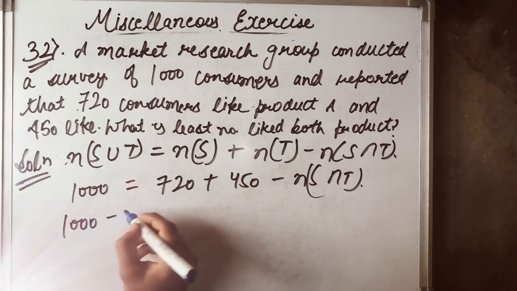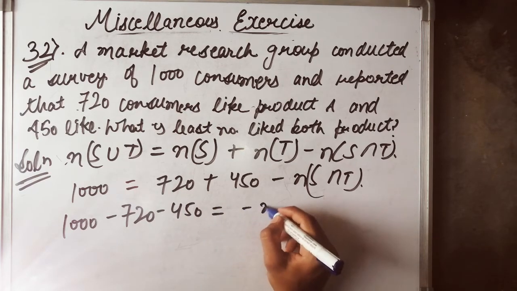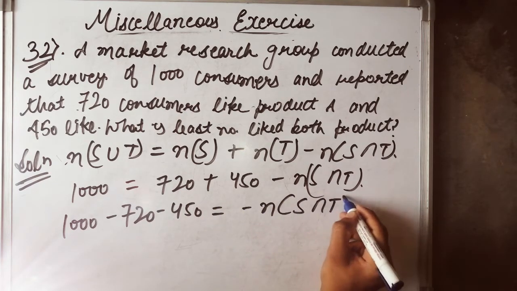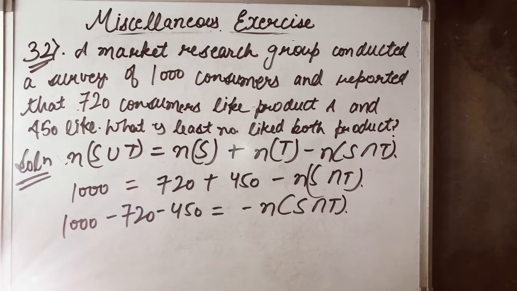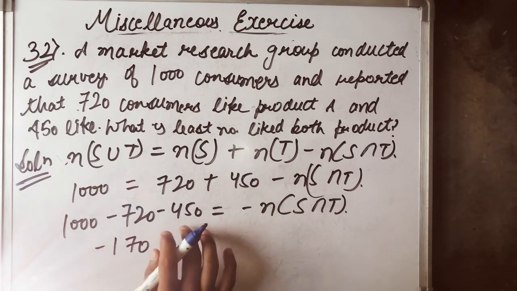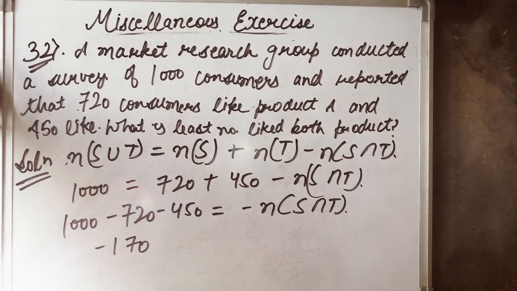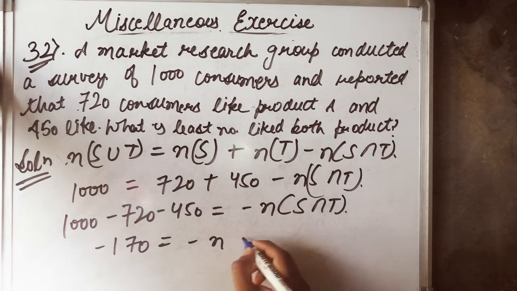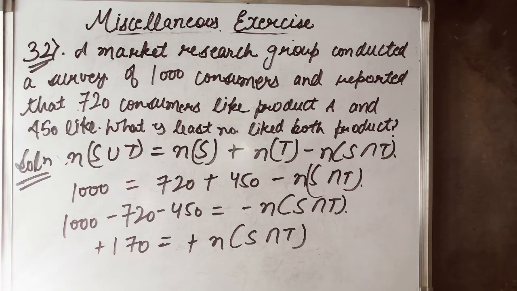1000 minus 720 minus 450 equals minus N of S intersection T. So let's subtract this. We have minus 170, because 720 plus 450 gives 1170, and subtracting 1000 from 1170 we have minus 170 equals minus N of S intersection T. Minus to minus, and the people who like product A and product B are 170.